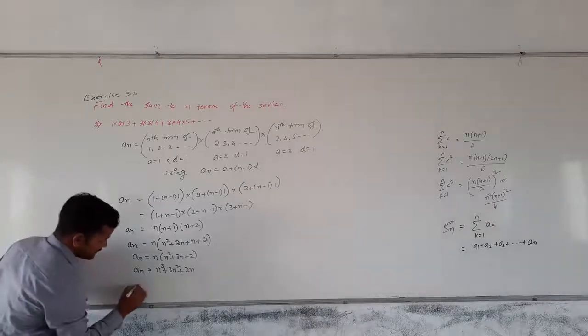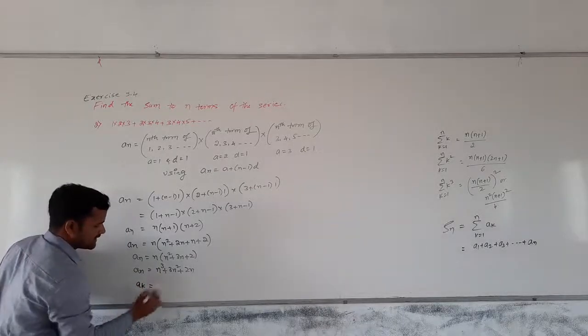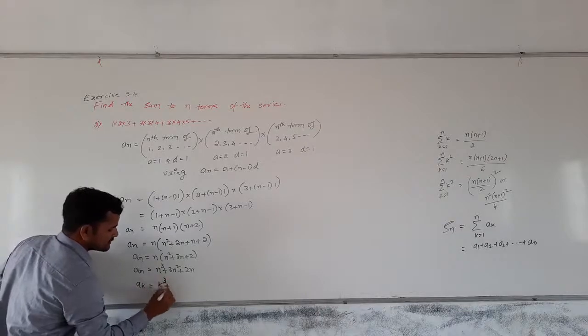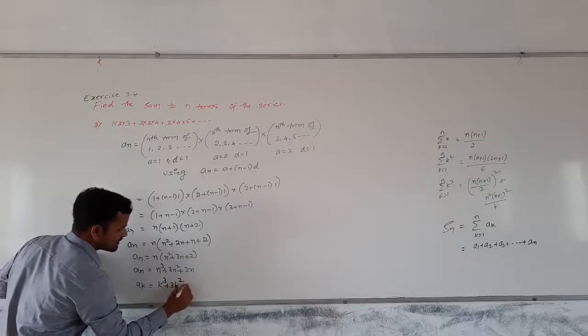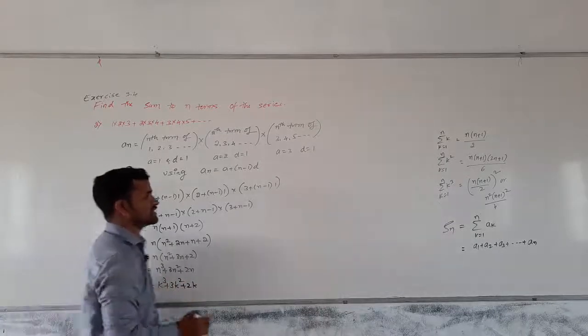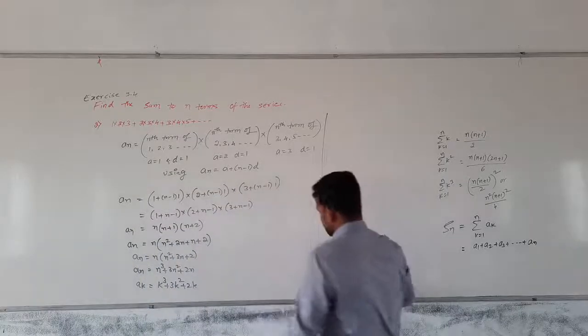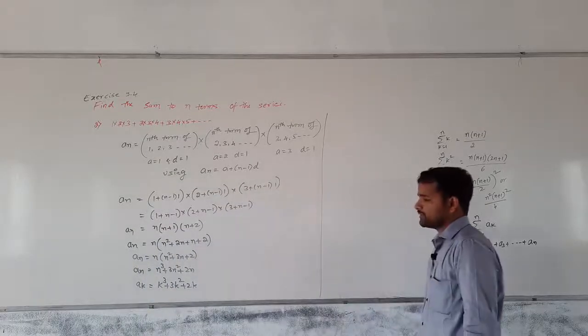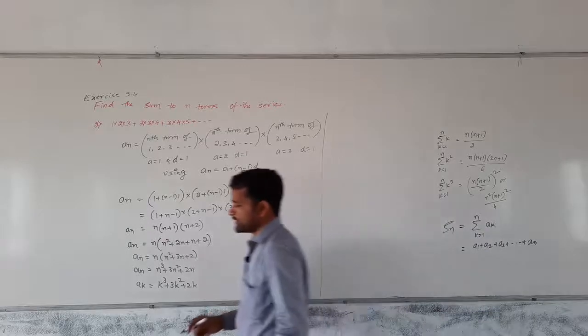Okay, you replace n by k. ak is equal to k cube plus 3 into k square plus 2 into k. The nth term we found, and we found ak also. Now finding Sn.